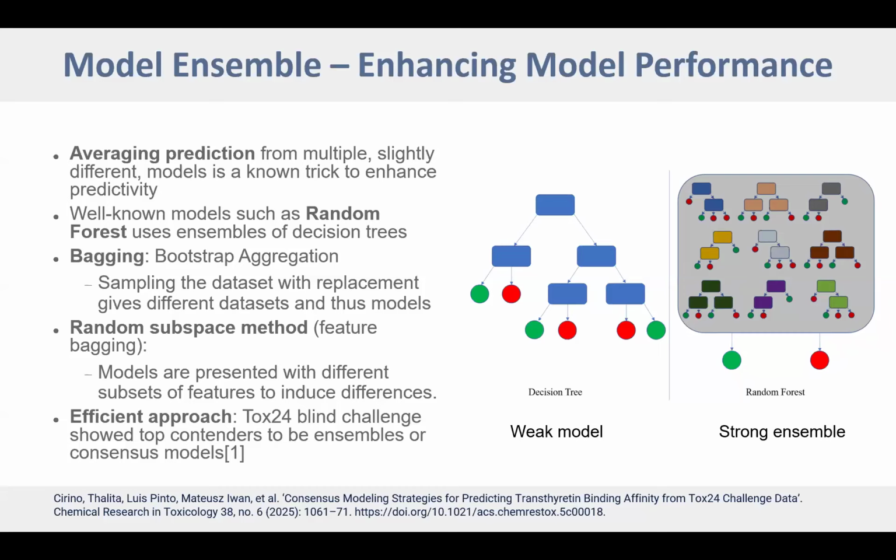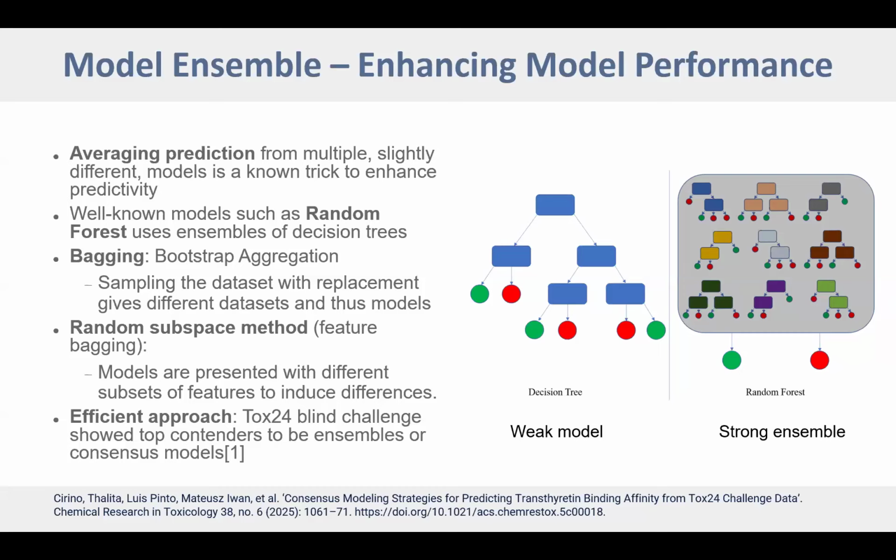There are various ways to ensure that they're different. One of them is bagging, bootstrap aggregation. We resample the data set with replacement. So sometimes a sample comes into the new data sets more than one time, and sometimes the sample doesn't come in at all. And then we build fast decision trees based on these data sets and join them together in the forest. Another way is the random subspace method.